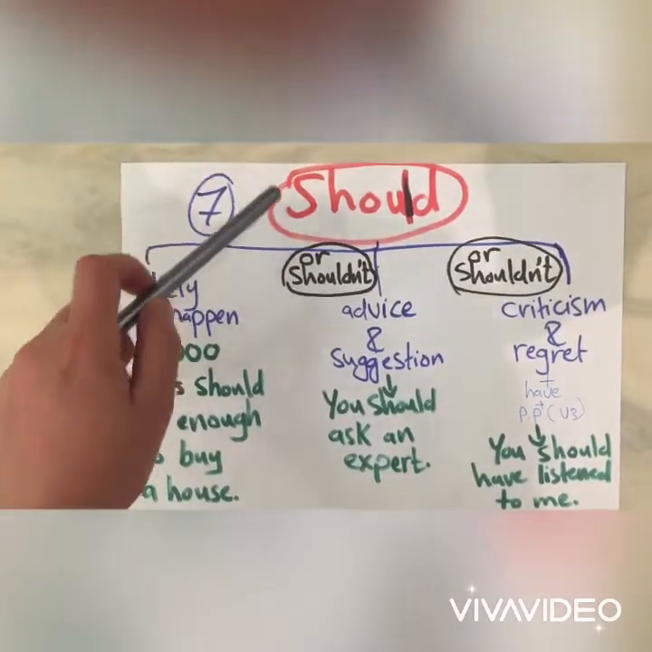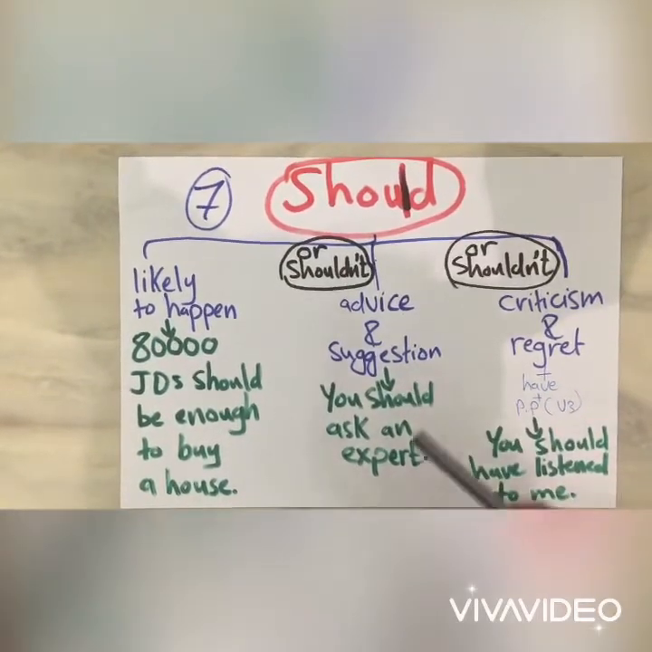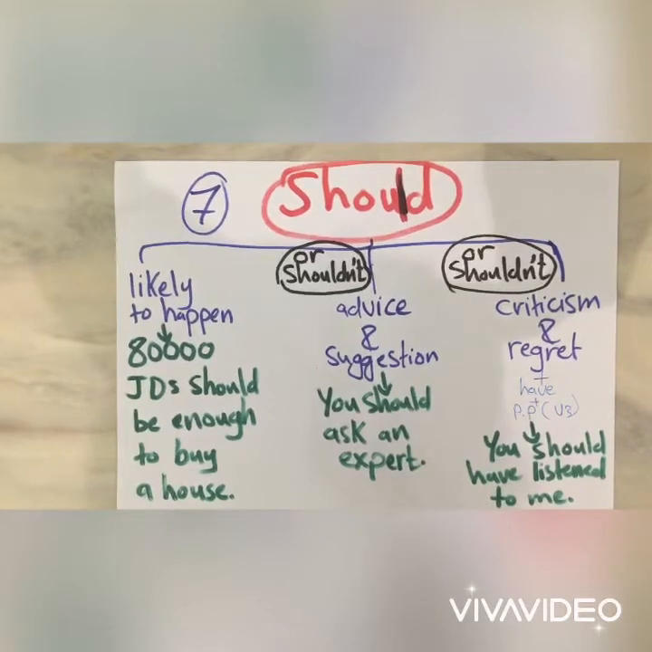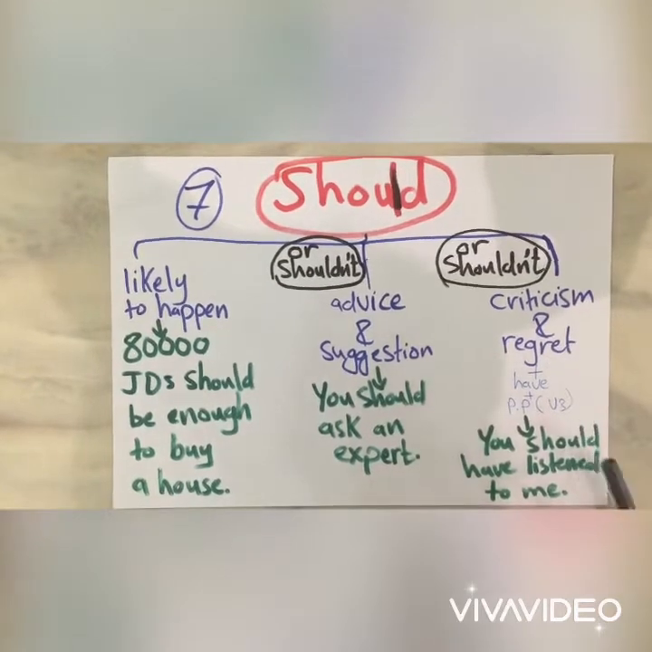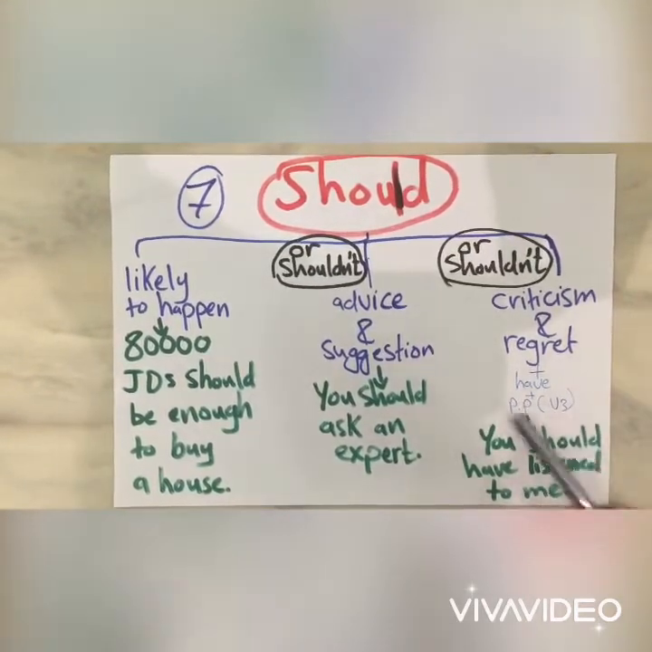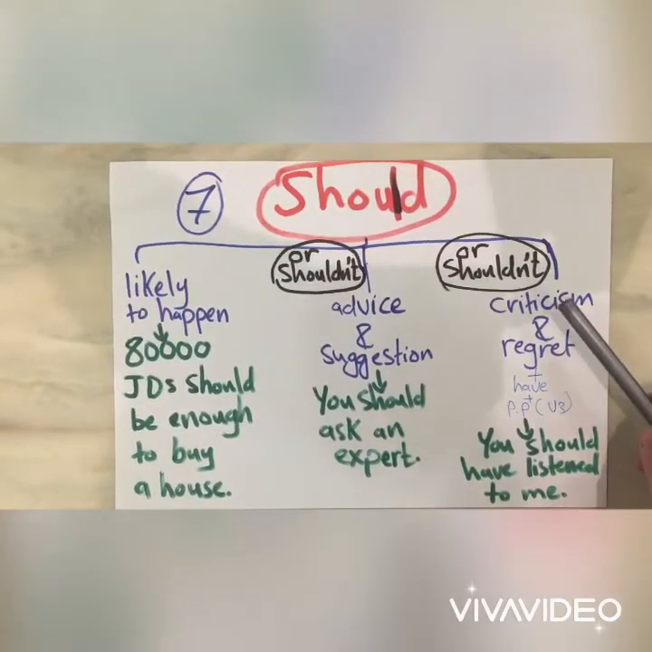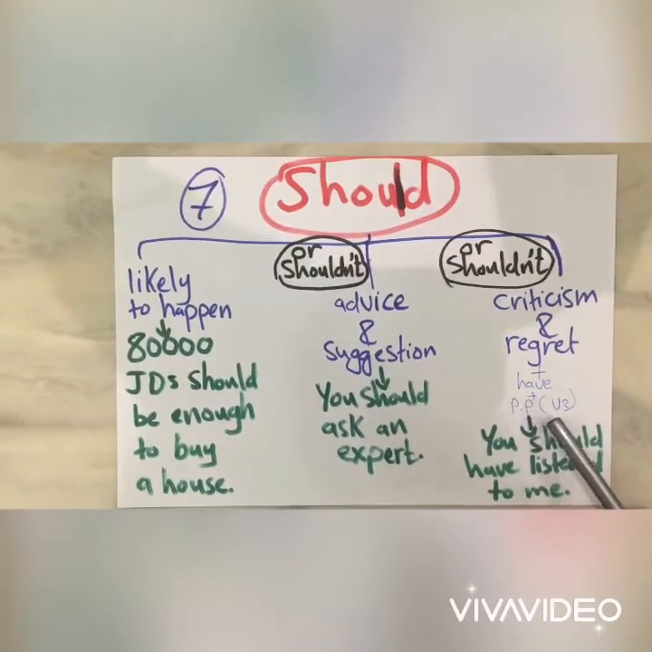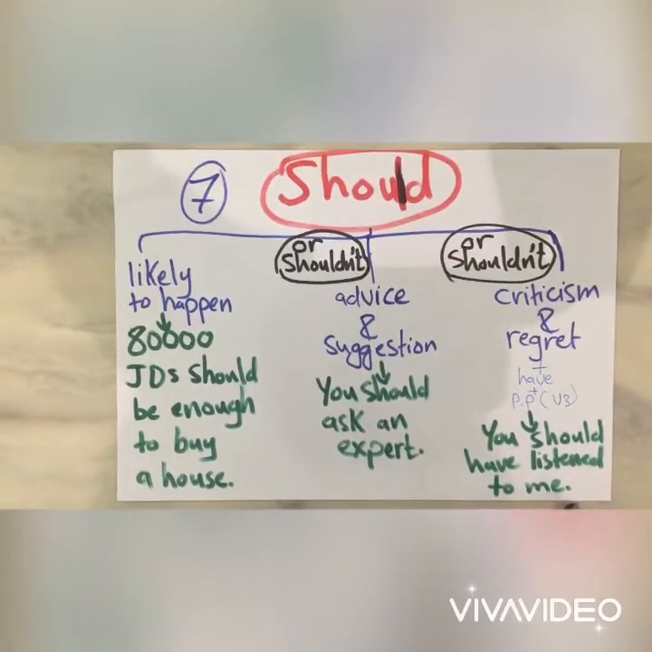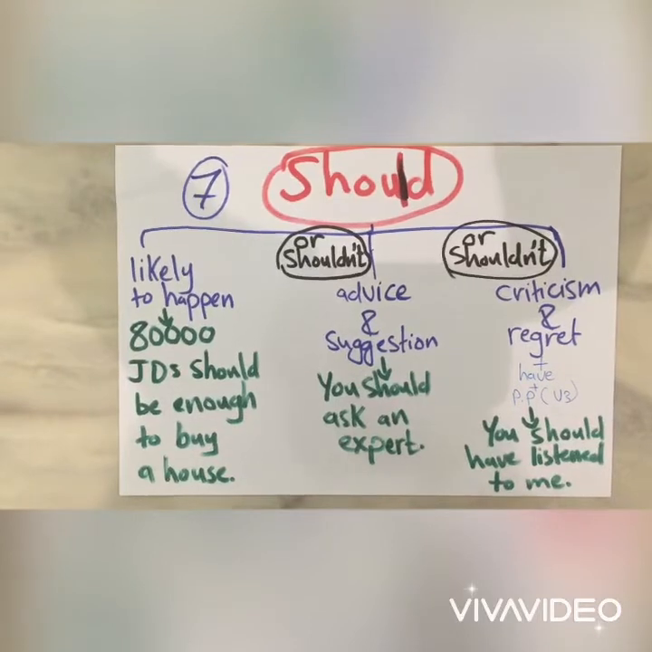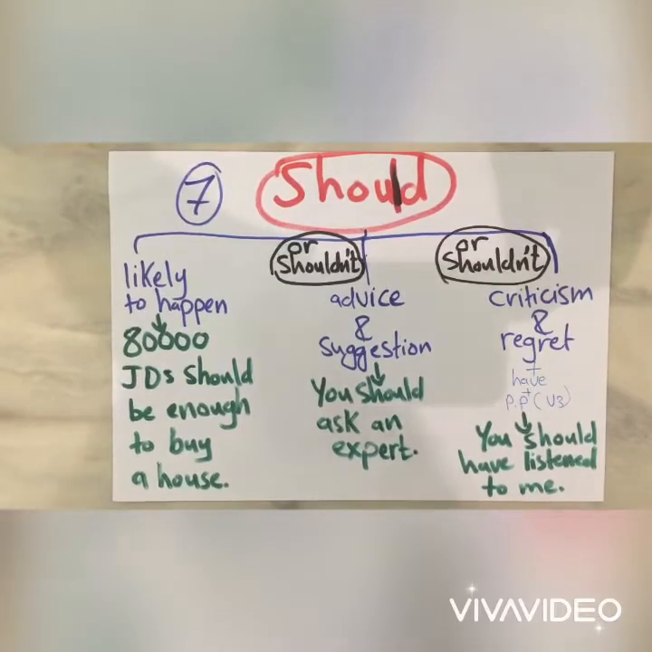Second use is when you have should or shouldn't to advise somebody or make a suggestion, saying, you should ask an expert. The third use is for should or shouldn't, used to criticize or regret doing something in the past. Again, this specific use is used to talk in the past time. So we have should or shouldn't plus have plus past participle, which is the verb 3. An example of this is you should have listened to me. Means you did something wrong because you didn't listen to me, and I'm criticizing you now, or you should be regretting it now.